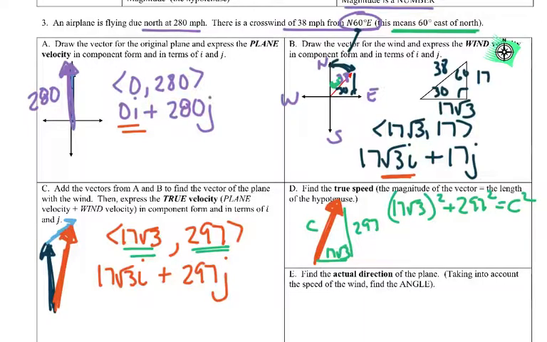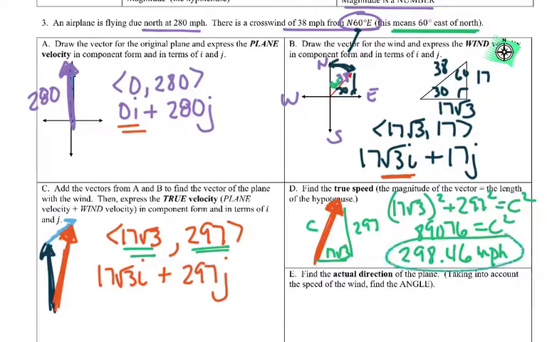I'm going to actually, here we go. So 17 root 3 squared plus 297 squared. I got 89076. So if I square root that, I get the magnitude is 298.46, and it's miles per hour. So if you think about it, it started out going 280, and then this wind is pushing it, so it's going a little faster.